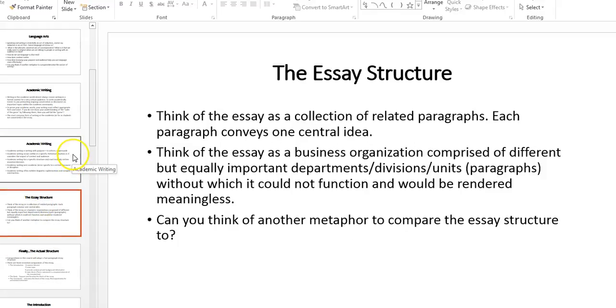All right, so that was a long-winded preamble or prelude or preface to the main topic of this lecture, which is the essay structure, but I felt that discussion was necessary and it should serve to contextualize our discussion on essay structure. So what is an essay? Well, essay really means to try, okay? But of course, essay is often used as a noun, the essay is not usually used as a verb, and that's fine. Think of the essay as a collection of related paragraphs. Each paragraph conveys a central idea.